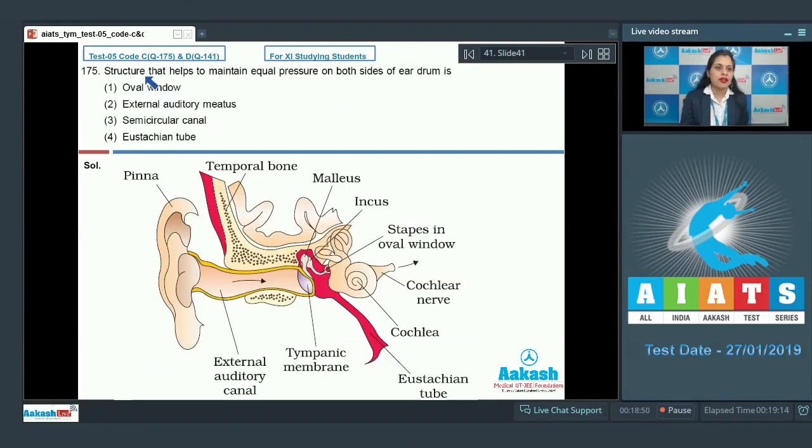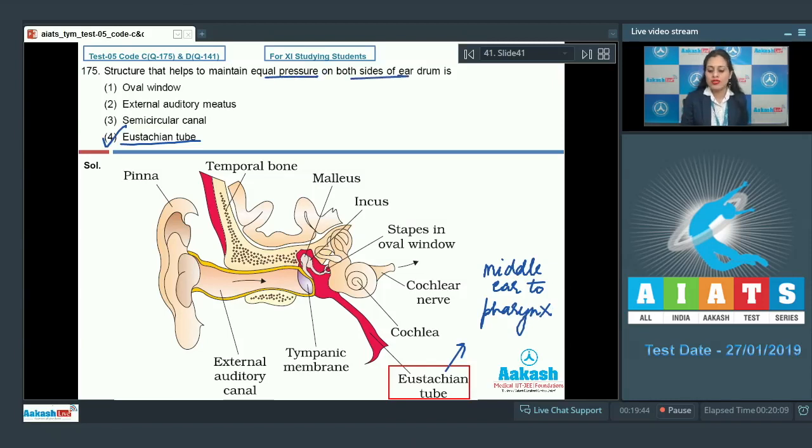Question number 175. Structure that helps to maintain equal pressure on both sides of eardrum is, and the options are oval window, external auditory meatus, semicircular canal and eustachian tube. And the correct answer to this question is option number 4, that is eustachian tube. As you can see here, it is this eustachian tube which connects middle ear to pharynx, so that atmospheric pressure remains equal on both sides of eardrum or tympanic membrane. Eardrum is also known as tympanic membrane. So the correct answer is option number 4.